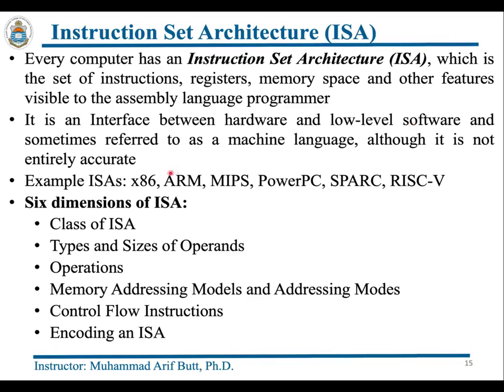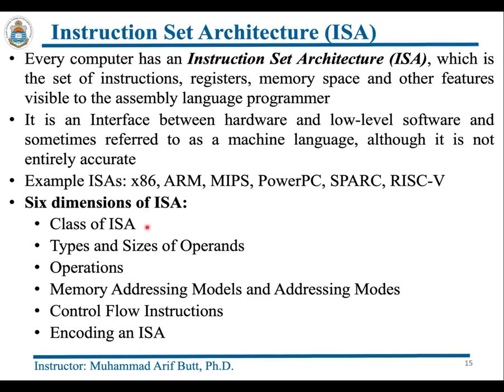Anyway, there are different ISAs, for example, x86, ARM, MIPS, PowerPC, SPARC, RISC-V. So x86 is the ISA for the x86 architecture used in general purpose computers. ARM is generally used in embedded systems. There are 6 different dimensions of ISA which I will go into in detail in the next session. Today I will just name them for you.